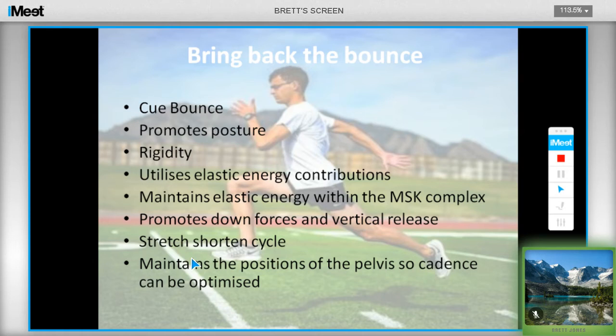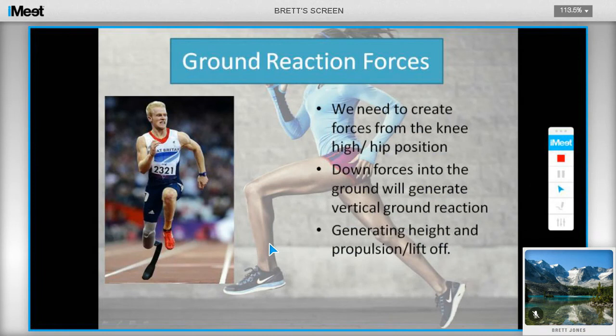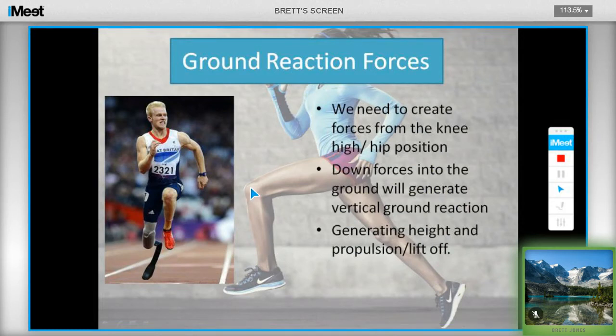It promotes our stretch shorten cycle and really does maintain the position of the pelvis so that cadence can be optimized and so that forces can be aligned in the direction of travel. So Wayne's research, as mentioned before, really talks about this high knee top position here. And it's about driving the foot straight down onto the ground from this high knee position that creates an early force in the running support phase that creates the difference between good runners and great runners.